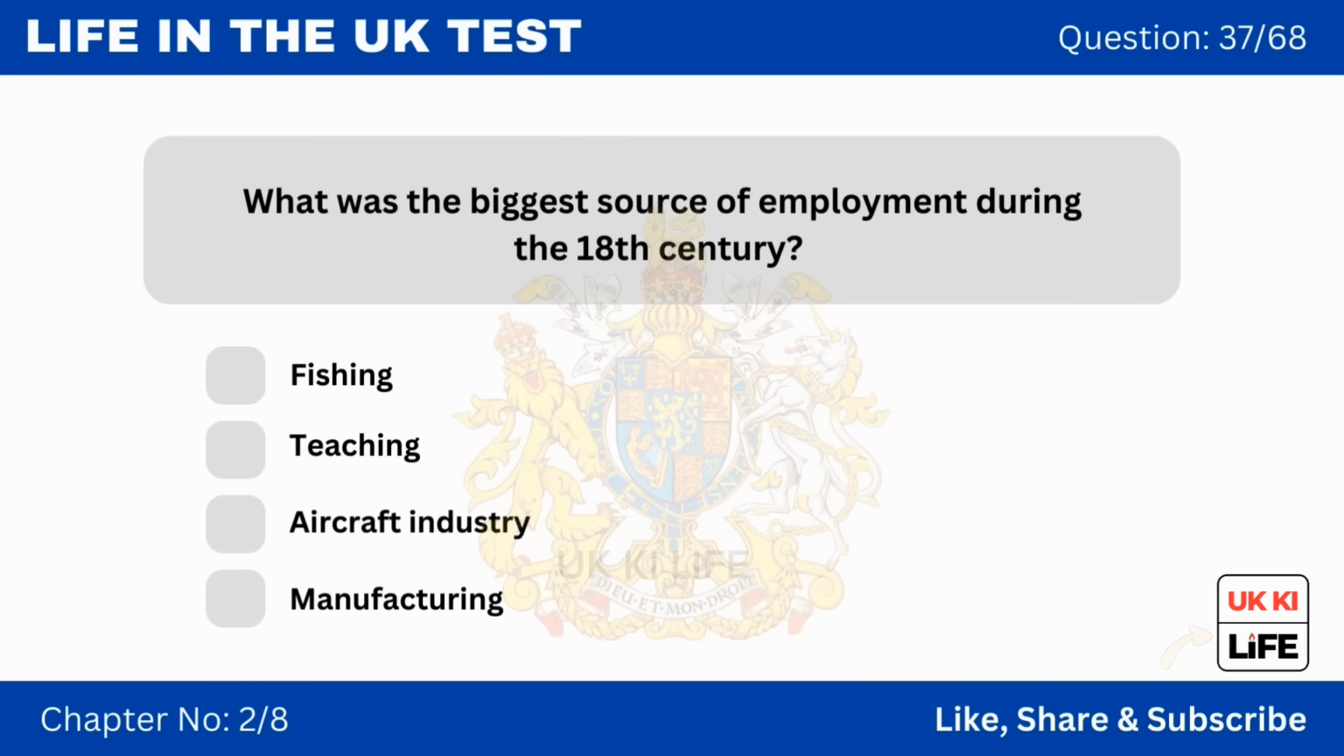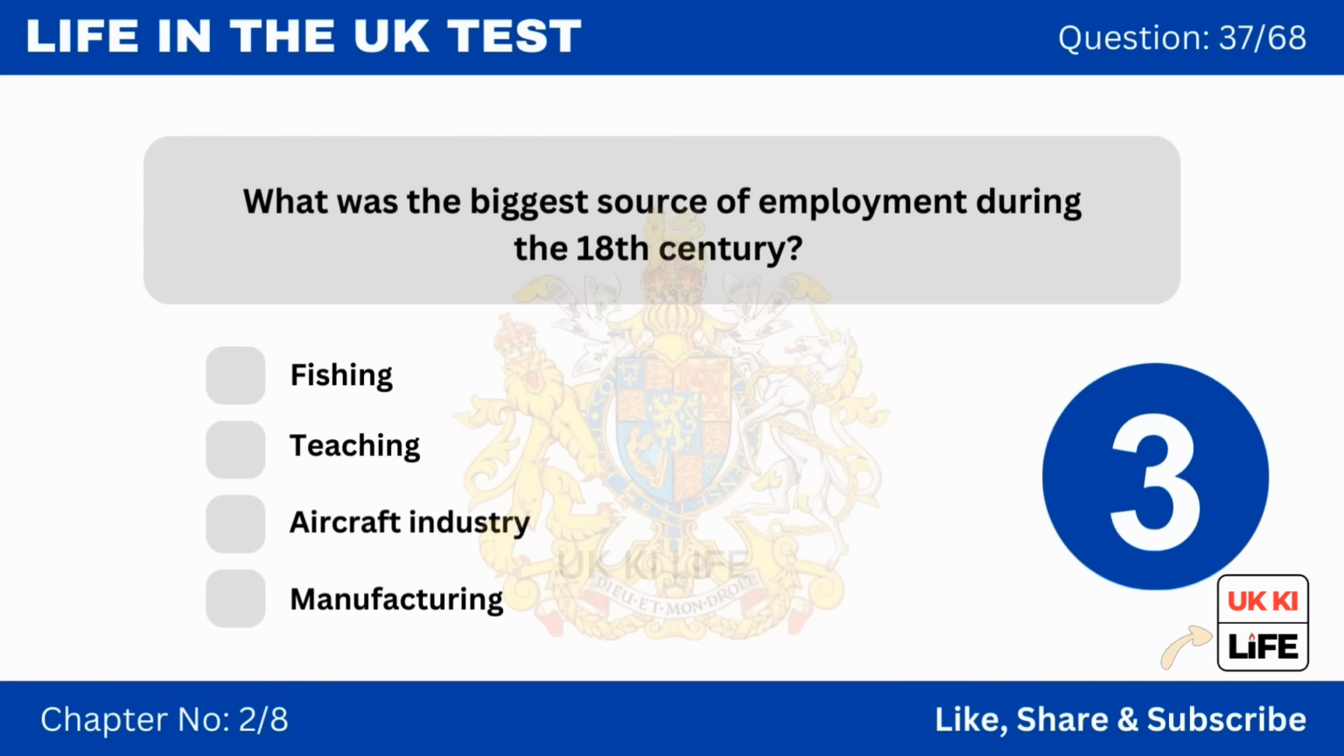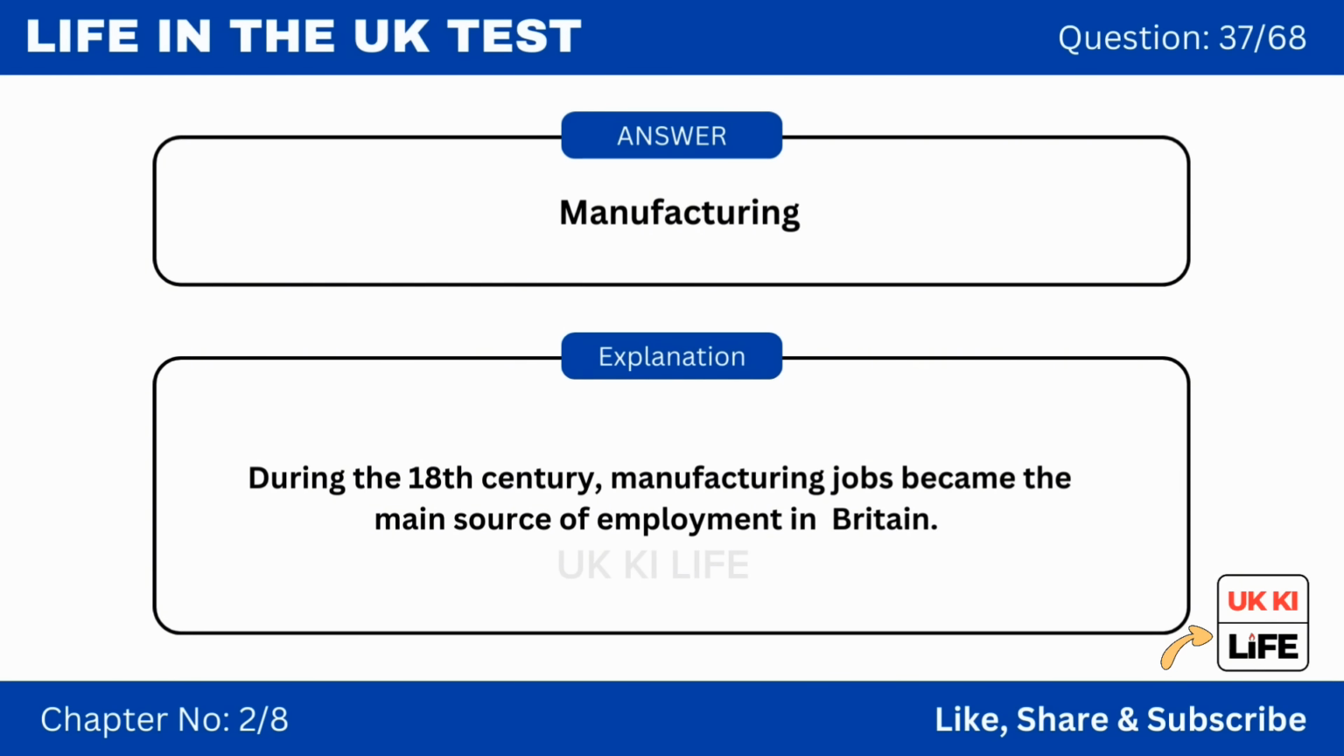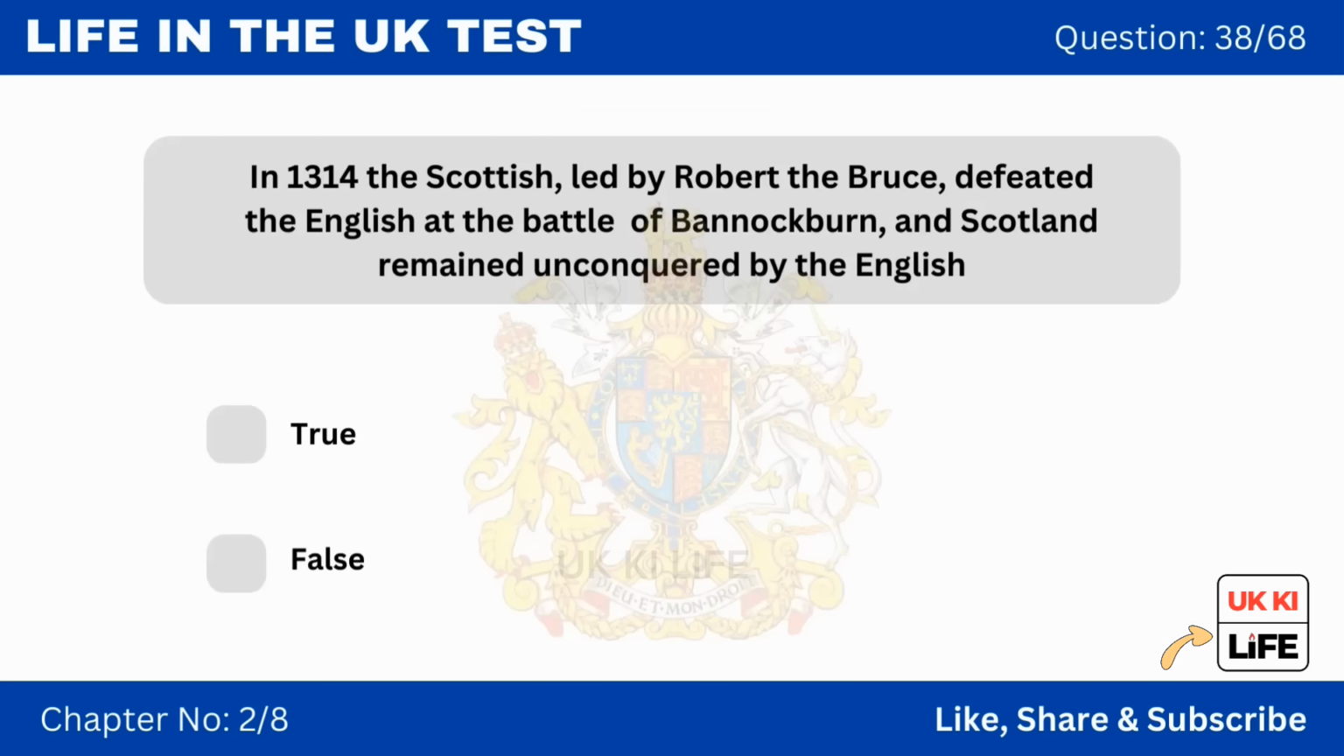Question 37. What was the biggest source of employment during the 18th century? Fishing, teaching, aircraft industry, manufacturing. The correct option is D. Explanation. During the 18th century, manufacturing jobs became the main source of employment in Britain. Question 38. In 1314, the Scottish, led by Robert the Bruce, defeated the English at the Battle of Bannockburn, and Scotland remained unconquered by the English. True. False.